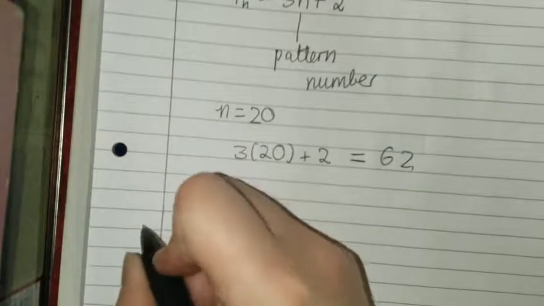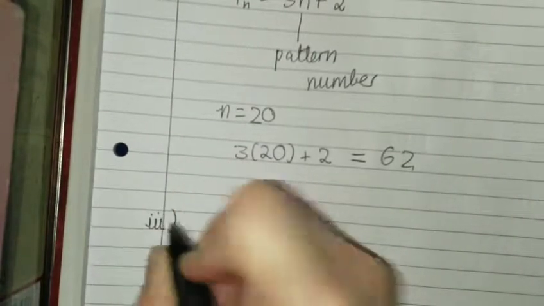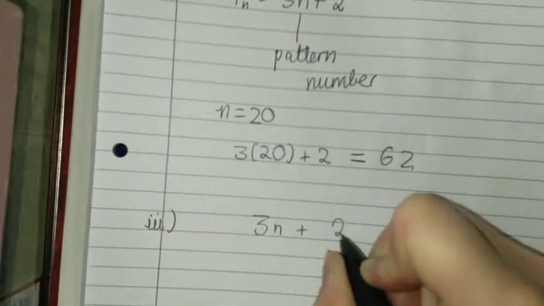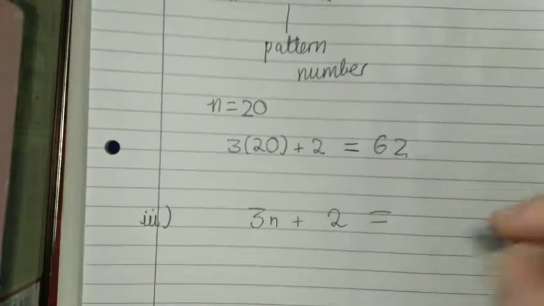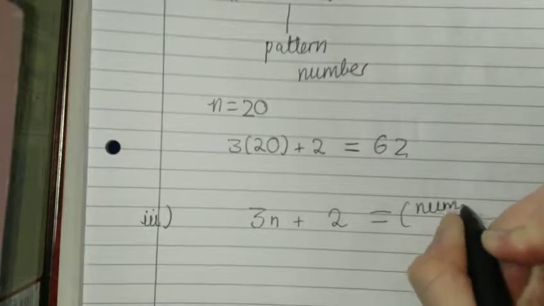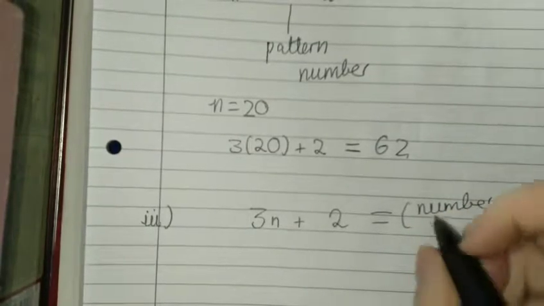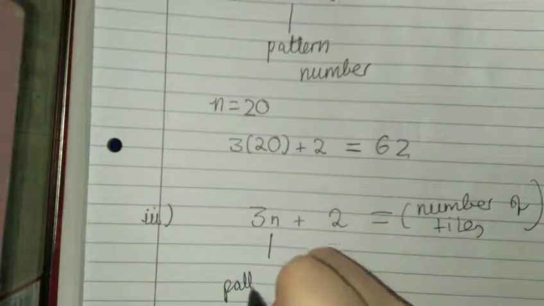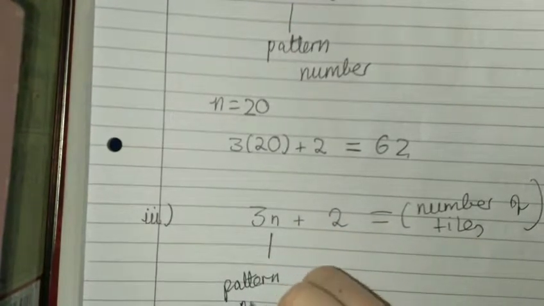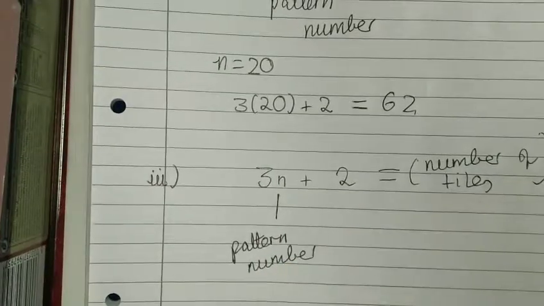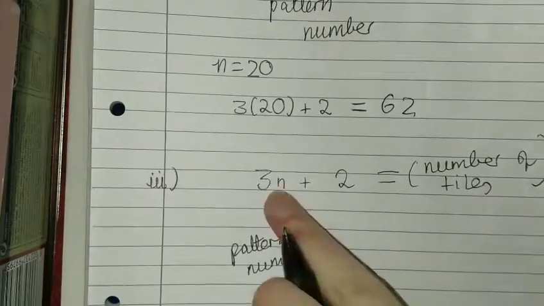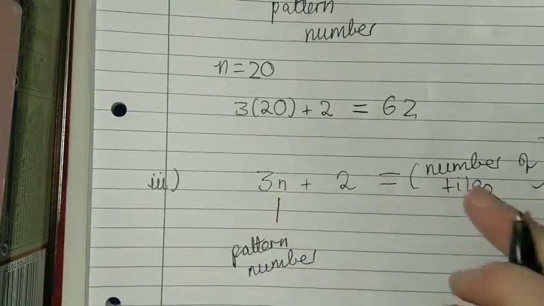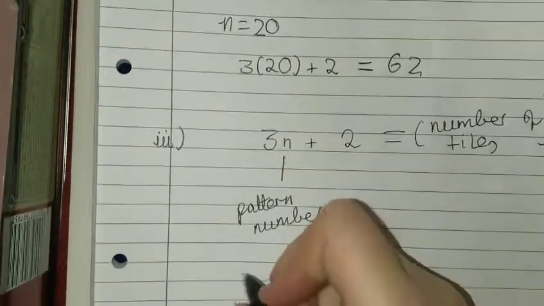And then I'm asked to find which pattern has exactly 290 tiles. So my general term, 3n plus 2, is equal to the number of tiles in that pattern number. So if I want to figure out what value of N has 290, I don't stick in 290 for N, I let the expression equal 290.